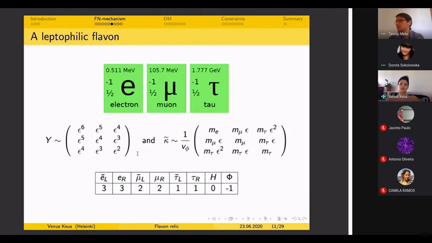But whenever you ask Froggatt or Nielsen to justify the charge assignment, they would go, in the standard model, the electric charge is just random. Do you have an explanation for minus 2/3? Or hypercharge, do you have an explanation for 1/6? No. Therefore, we have no explanation for the charges 3, 2, 1 or whatever.